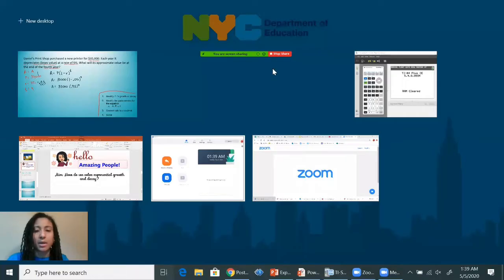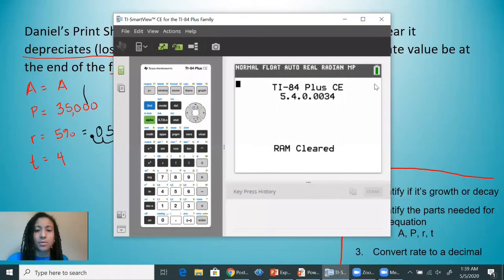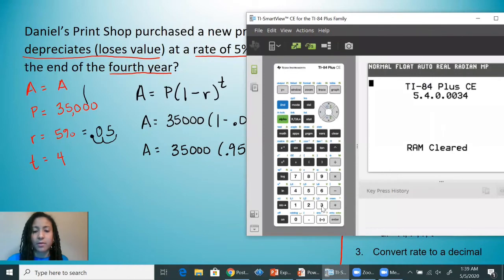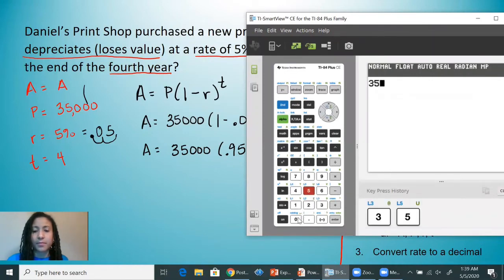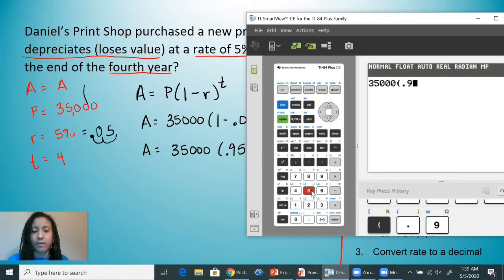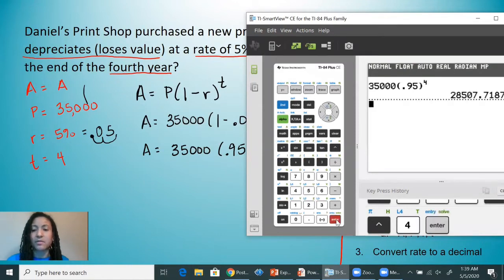So let's get to the calculator. So we have 35,000 times 0.95 to the 4th. And we get this value here of 28,507.17187, so on and so forth.